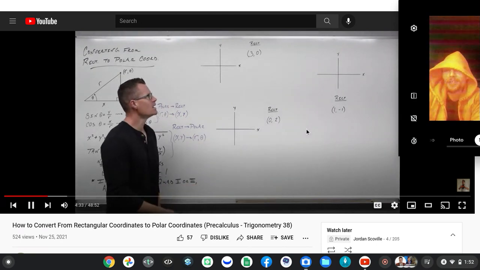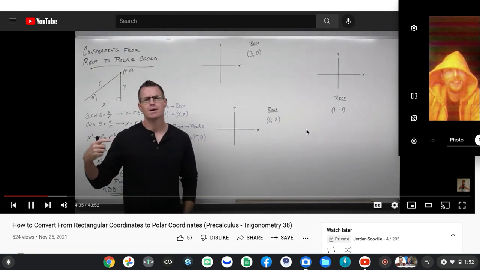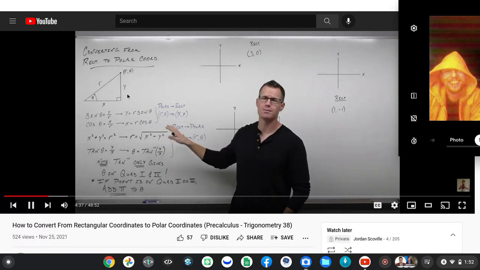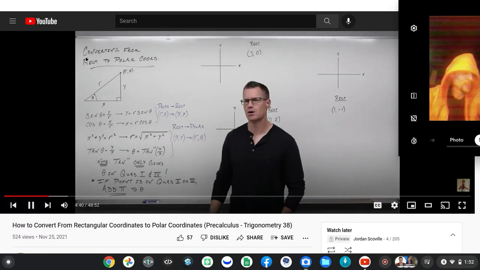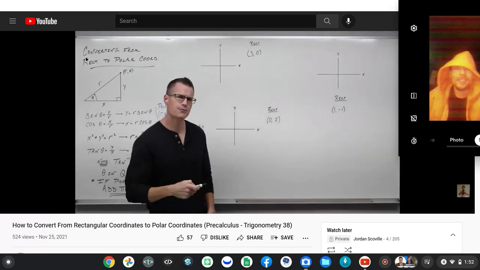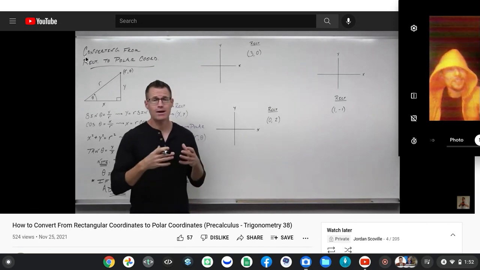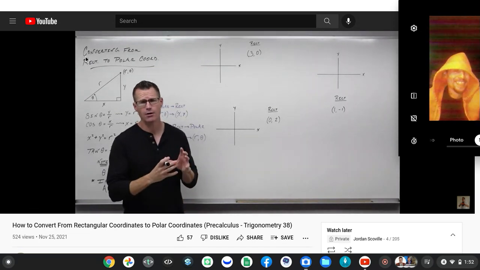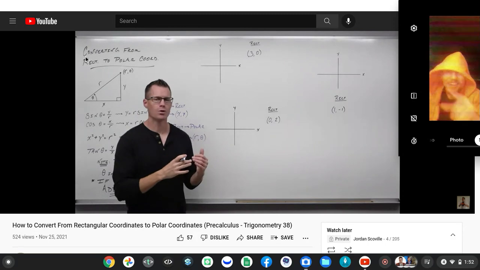Because this is not super concrete, an example will make it make more sense. The first thing we're going to do is identify what sort of representation we have. Do we have rectangular or do we have polar?